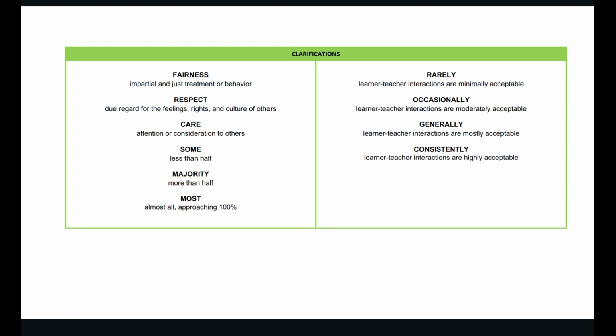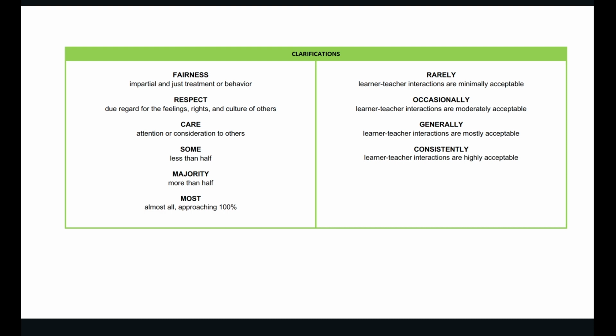It's important for us, as teachers, to understand the context of every learner, see their differences, and try to adjust our instruction based on their differences. Now, what is care? Care is attention or consideration to others, meaning you care because you listen, you care because you try to understand your learners, and you care because you want them to really learn in your class and you take into consideration their differences.